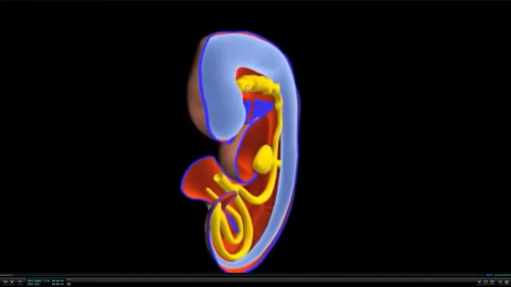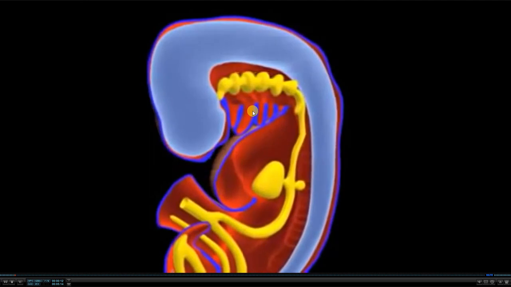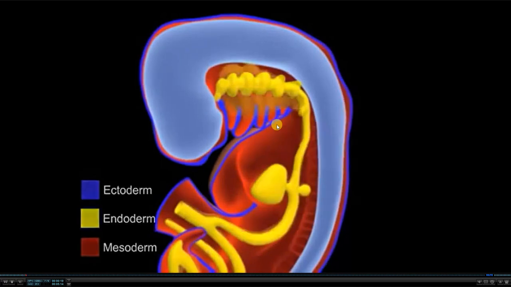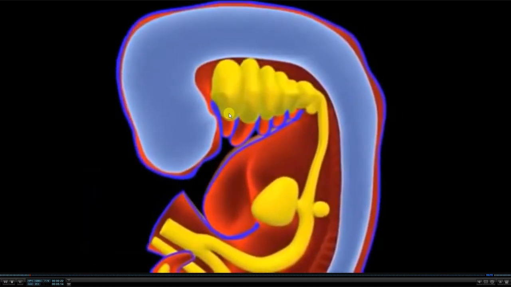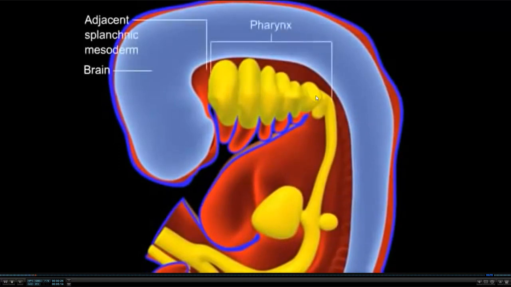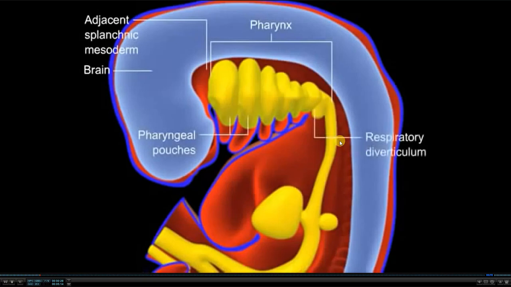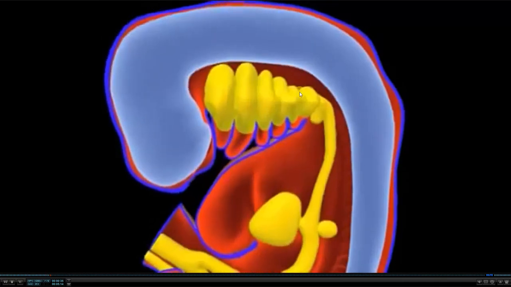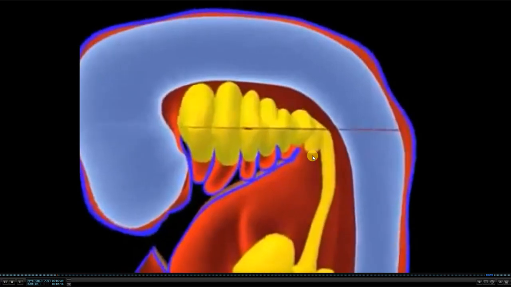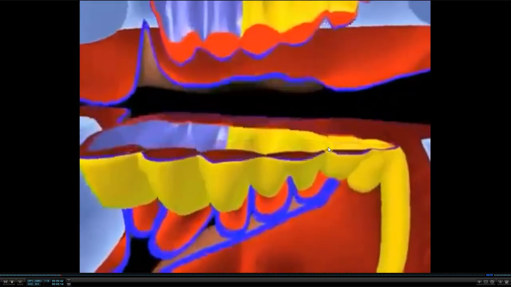In a four-week embryo, as we discussed, pharyngeal arches were there. This endoderm is known as the foregut, and this ectoderm is named as the pharyngeal arch. As I said, below the sixth pharyngeal arch forms a respiratory diverticulum. This respiratory diverticulum, as you understand, is the future trachea. This is the pharynx. So let's take a look.